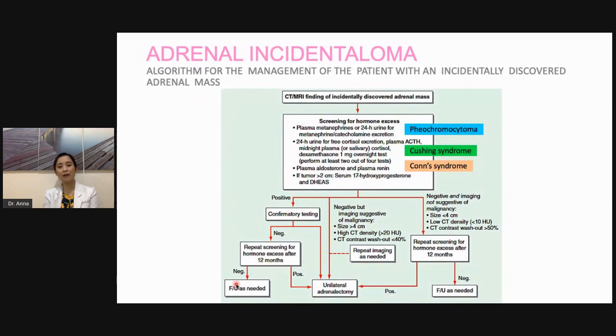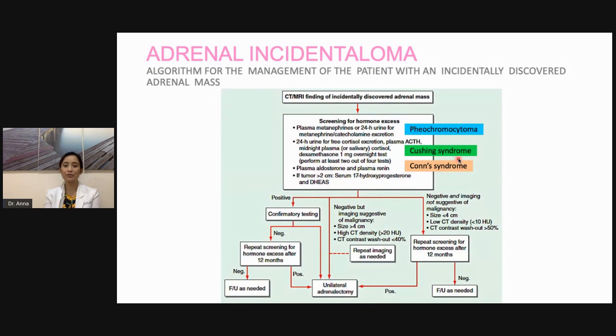So how do we work up the different layers of the adrenal glands? The most important thing that we have to rule out is pheochromocytoma because it's the deadliest of all the 3. And how do we screen for pheochromocytoma? We do either a plasma metanephrine or a 24-hour urine metanephrine.